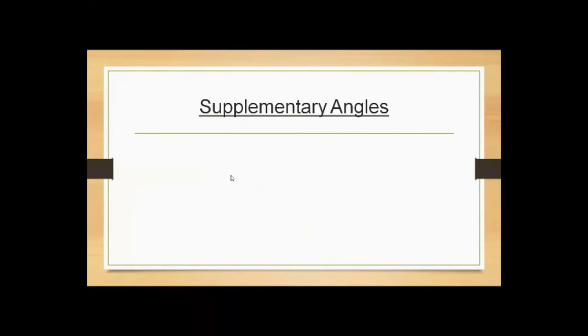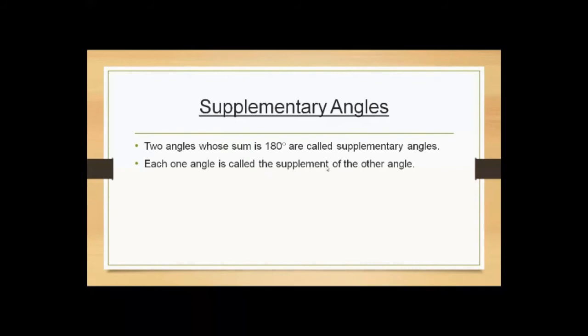Now what are supplementary angles? Two angles whose sum is 180 degrees are called supplementary angles. Each angle is called a supplement of the other angle. This is a supplementary angle, meaning there is a straight line having two angles: AOB, the first angle, equals 60 degrees, and the second angle, BOC, equals 120 degrees. So their sum is 180 degrees. How? 120 plus 60 equals 180 degrees.